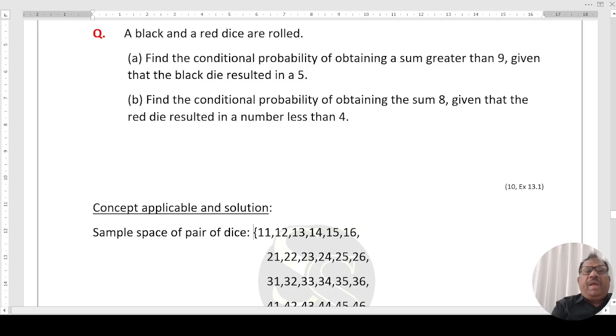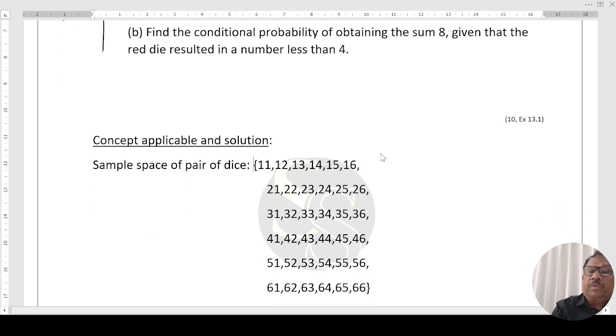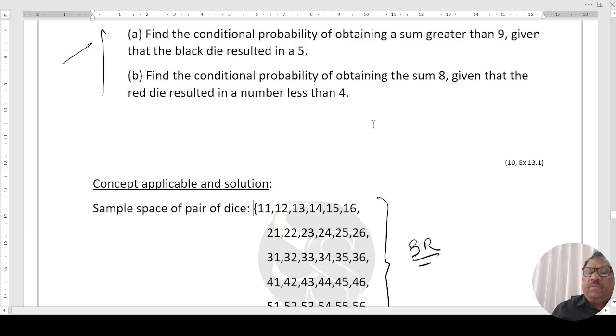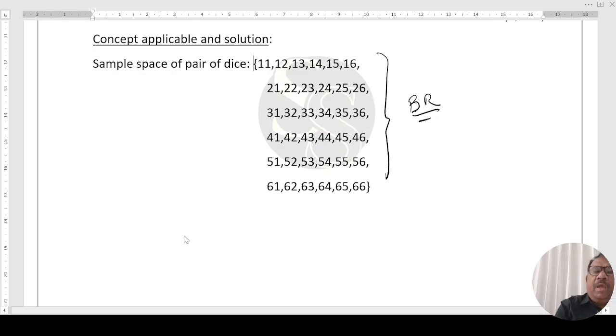Question is, a black and a red die are rolled. Two parts are there. Part 1: find the conditional probability of obtaining a sum greater than 9, given that black die resulted in 5. Say this is the sample space, black and red. First is black, second is red. Here E is obtaining a sum greater than 9, given that black die resulted in 5.